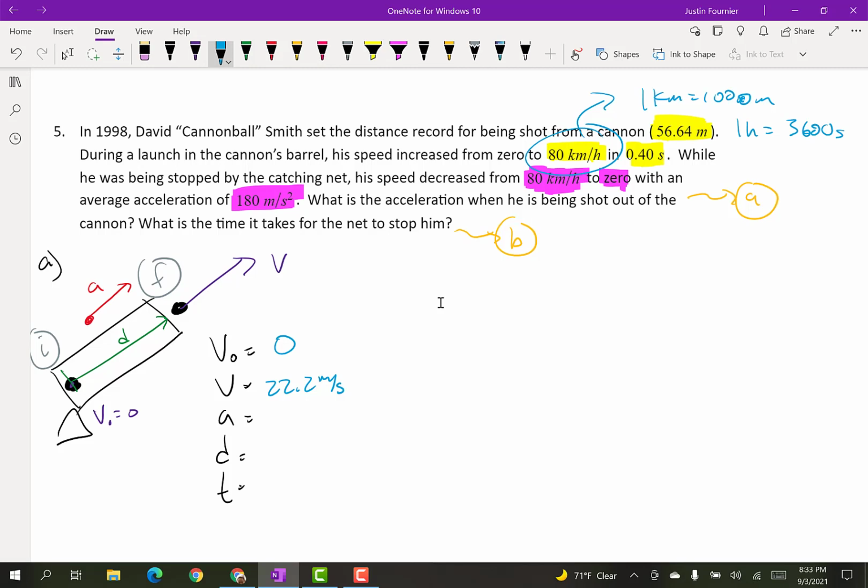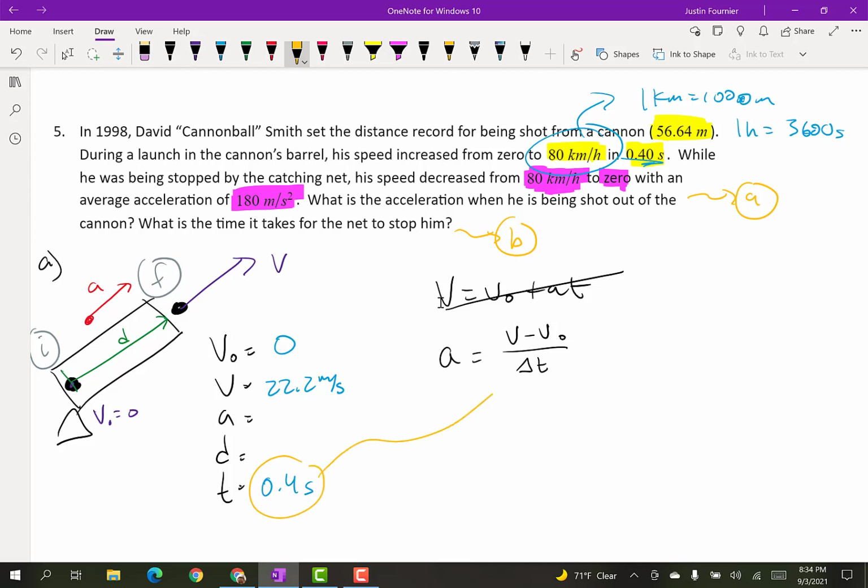All right. So next up, what else do I know? So I know the time that it happens for, which is 0.4 seconds. And I should be able to calculate the acceleration. So I could use v equals v naught plus at and then go from there. But I'm actually just going to cut to the chase and go with the definition of an average velocity, or rather acceleration. It's the final velocity minus the initial velocity divided by the change in time. And the change in time is 0.4 seconds.